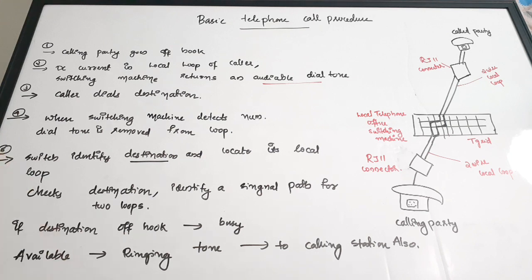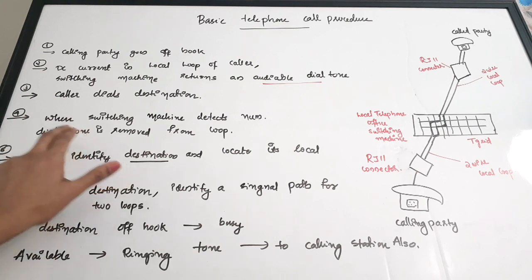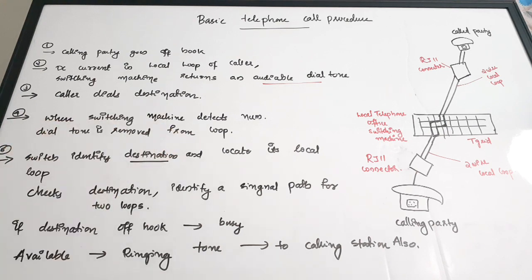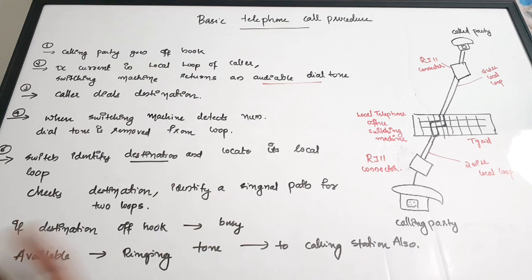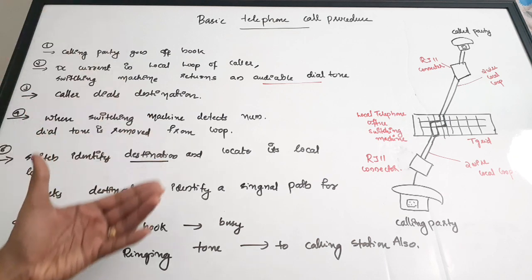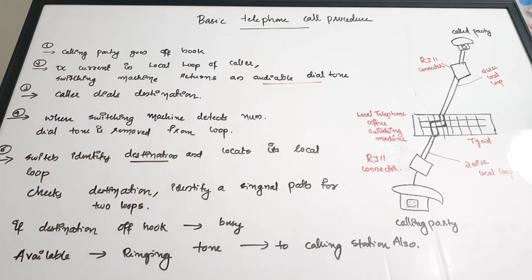Again, the switching machine detects the dialed number, and it will remove the dial tone from the loop. So after you dial the number, you will not hear the dial tone. Then after that you will hear the ringtone, right? But before hearing the ringtone, certain other steps are also happening. Let us see that.